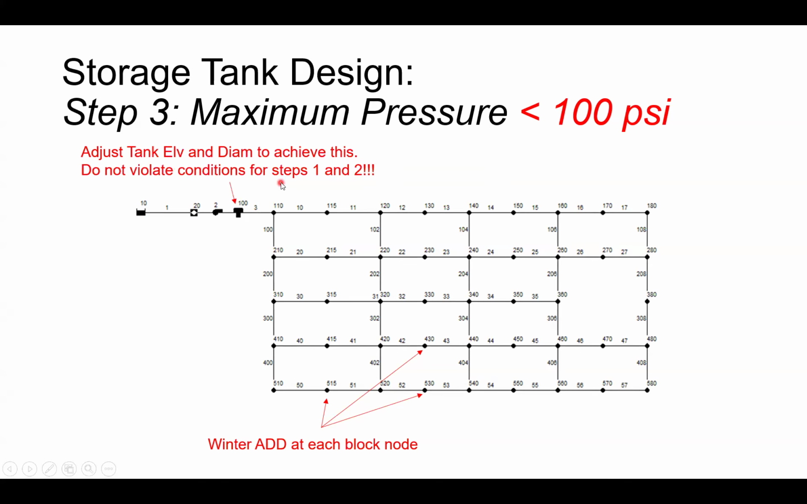Remember, don't violate the conditions from steps 1 and 2. You want to save your model for each scenario and just have a separate copy of it so you can always go back if you get too far down the road and mess things up. Don't violate those conditions. Don't go below the minimum elevations for step number 1, and make sure you still have that 35 psi that's valid from the previous problem.